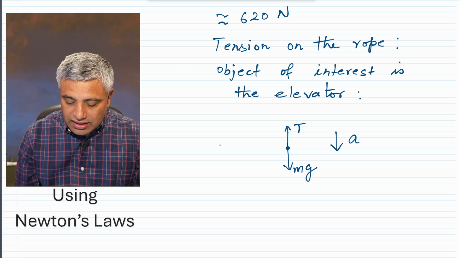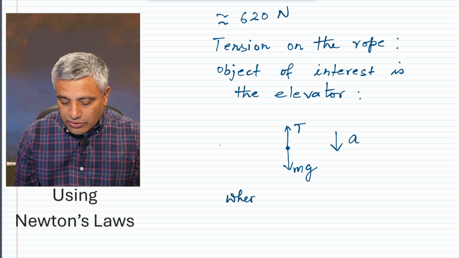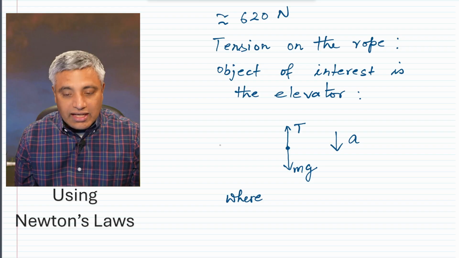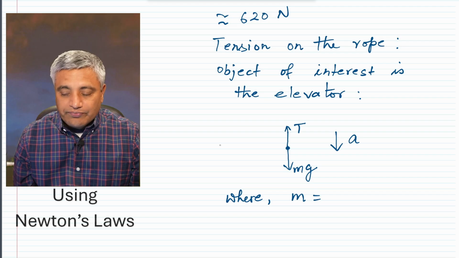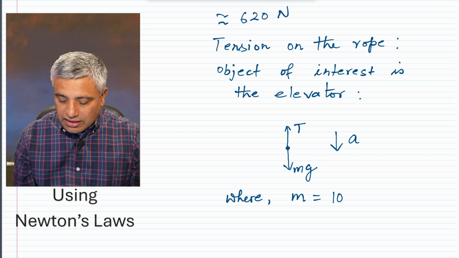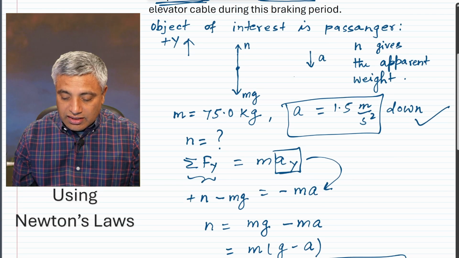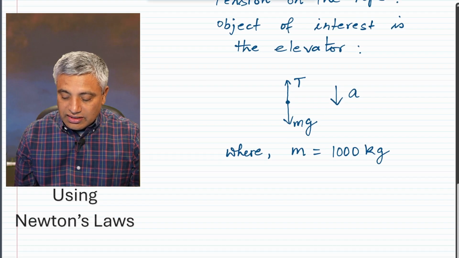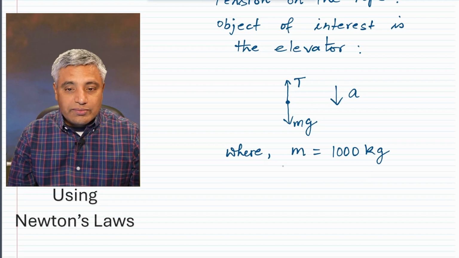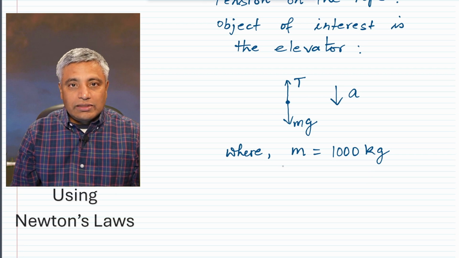So in this case, we wrote mass as 70 kilogram before, but in this case mass has to be the mass of the elevator, because our object of interest is the elevator, and I think the mass of the elevator was 1000 kilogram. Let's double check. Yeah, 1000 kilogram, and that makes this problem just a 1 sig fig problem.